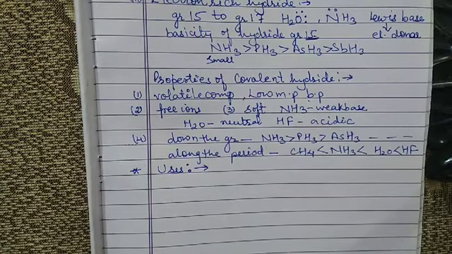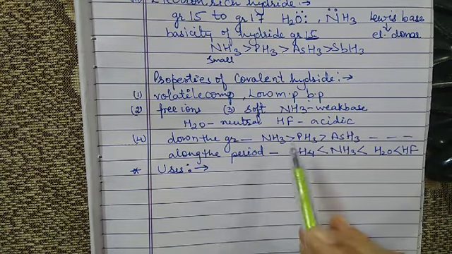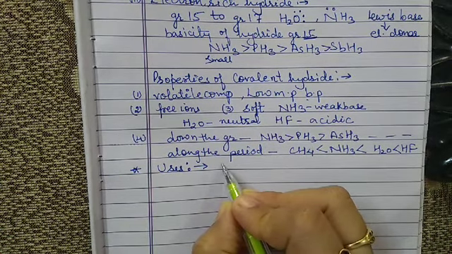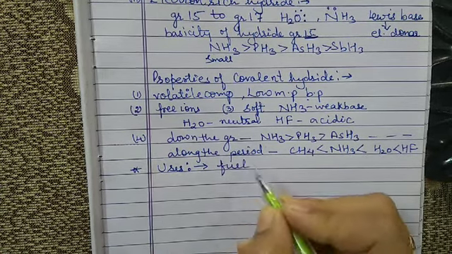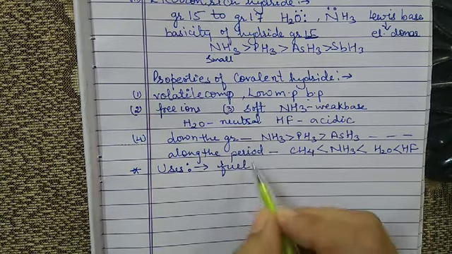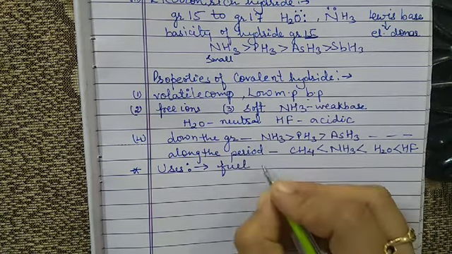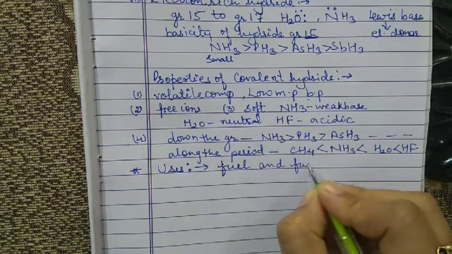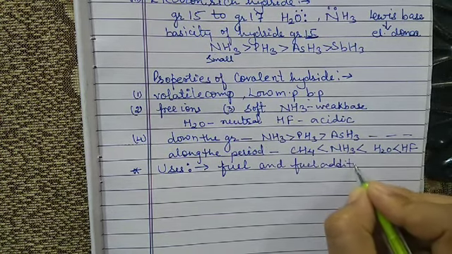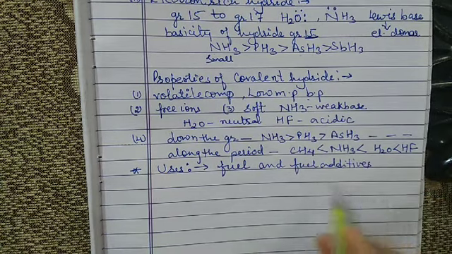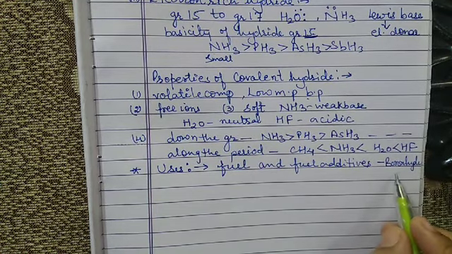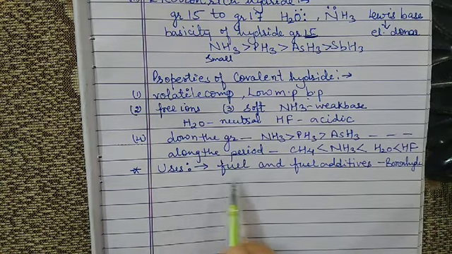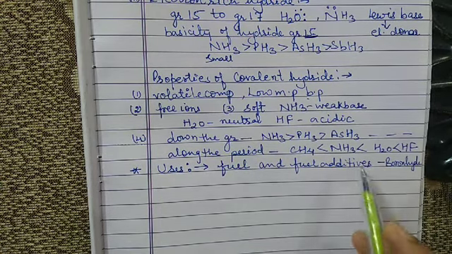of covalent hydride. Some important applications of these hydrides: first, the boron hydride is useful as a fuel and fuel additive. This is one of the important uses of the hydride. When hydrogen is combined with boron, we get the boron hydride, which is used as a fuel and a fuel additive.